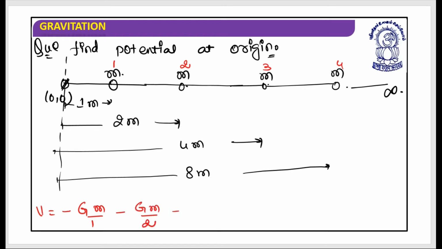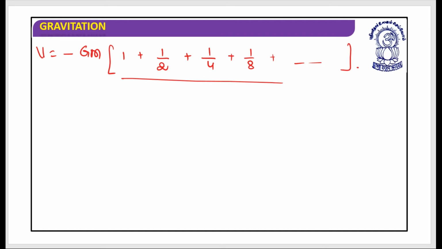This is minus of G into M divided by 4. Next is minus of G into M divided by 8, and this extends to infinity. So what I can write is V is equal to minus of G into M into bracket 1 plus half plus 1 by 4 plus 1 by 8 and onwards. Now tell me, how will you add this? How can this be done?